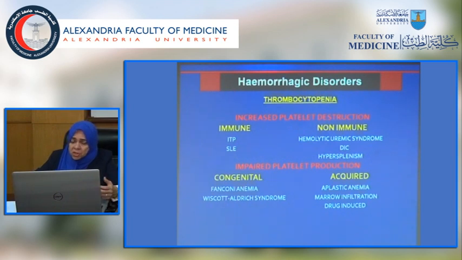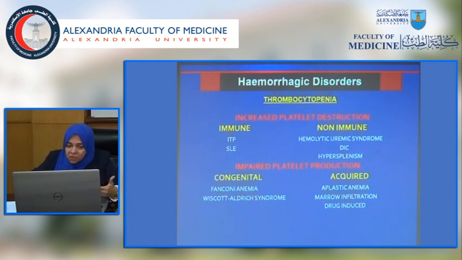Impaired platelet production. In impaired platelet production, we have Fanconi anemia, which is autosomal recessive, and it is the most common inherited form of aplastic anemia. The majority of these children will present with congenital anomalies such as short stature, abnormal radii and thumbs, and renal malformation with microphthalmia. Wiskott-Aldrich syndrome, which is also an autosomal recessive condition, with low platelets, immune deficiency, and bloody diarrhea secondary to thrombocytopenia.